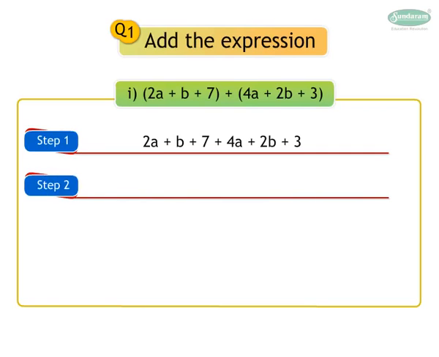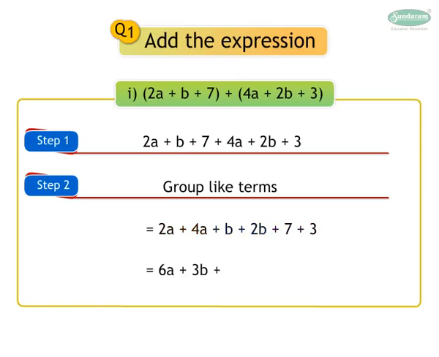Step 2. Now, in addition and subtractions, we have to group the like terms. Hence, we arrange the like terms together, that is, 2a plus 4a, b plus 2b, and 7 plus 3. So we get 2a plus 4a plus b plus 2b plus 7 plus 3. We now add the coefficient of like terms to get the result, and we get 6a plus 3b plus 10.